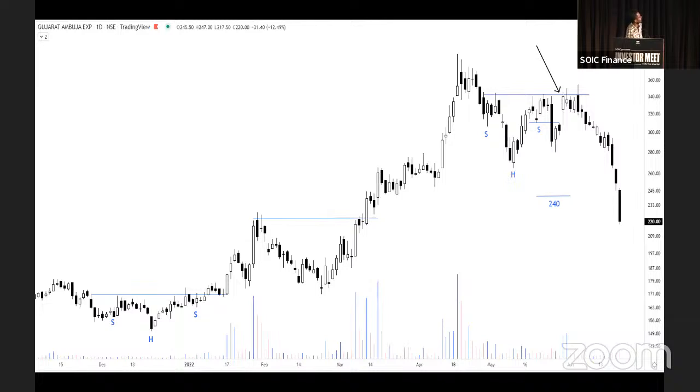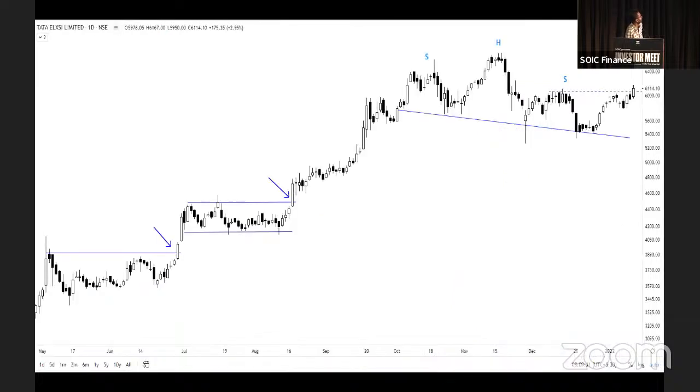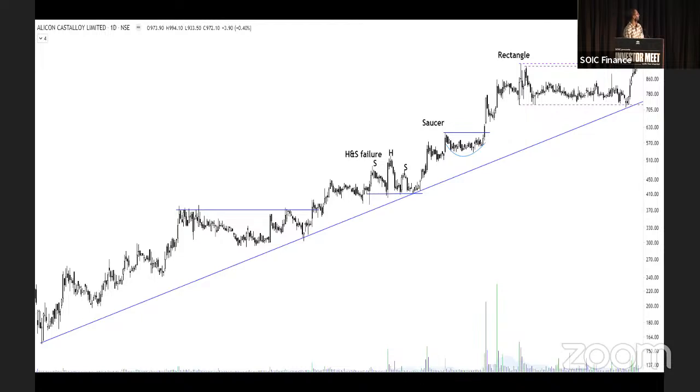Next, sir. Next, this was a fall, and this is Tata Elxsi. This was the failure of it. It can be ascending head and shoulder or descending head and shoulder pattern, or a complex also. No need to go too deep into it. Next, sir. These are examples you can study from the PPT. There are many. Next, sir.